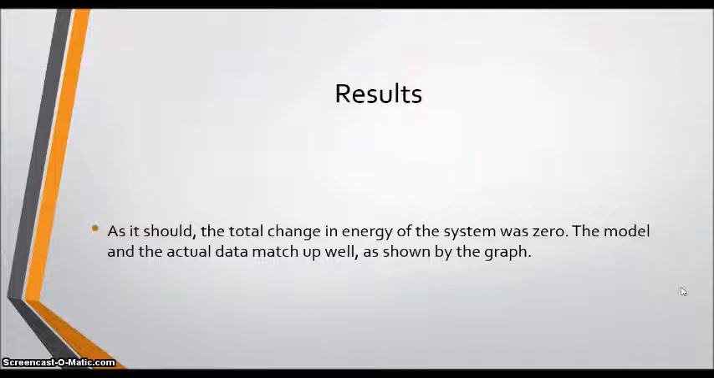All in all, as it should, the total change in energy of the system was 0, and the model and the actual data match up well, as shown by the graph in the previous slide.